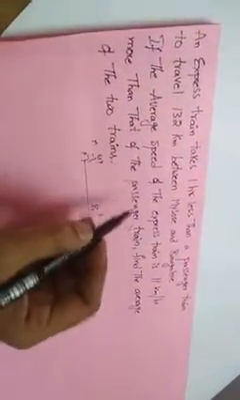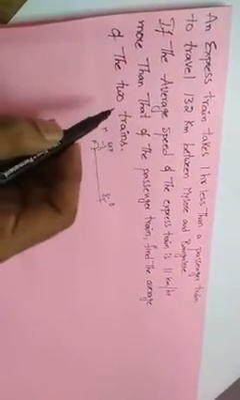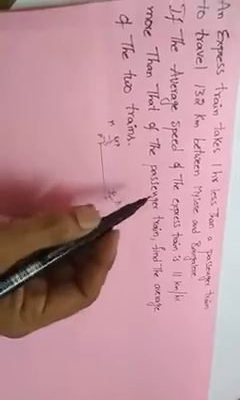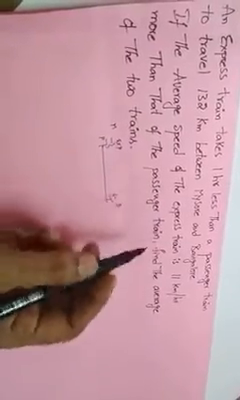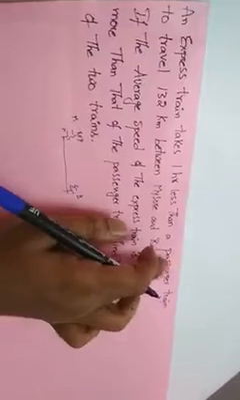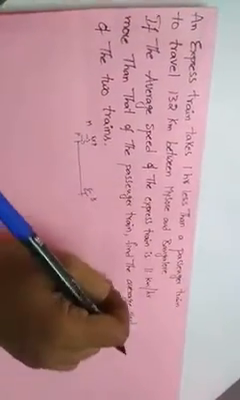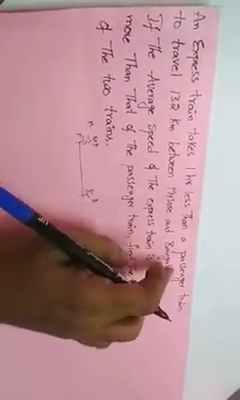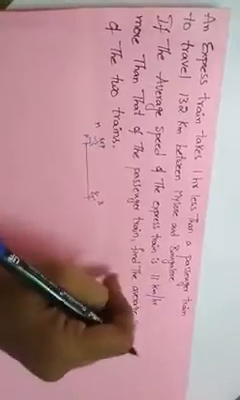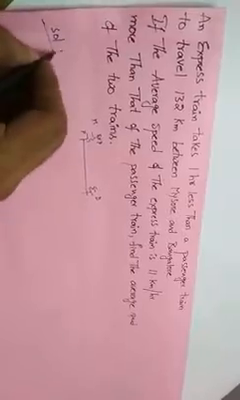If the average speed of the express train is 11 km per hour more than that of the passenger train. So he has given some conditions here. Now we have to find the average speed of the two trains. How much speed do they travel? Here we know that there are two trains, the express train as well as the passenger train. We need to find how much speed they will maintain. So let's see how to write the solution now.